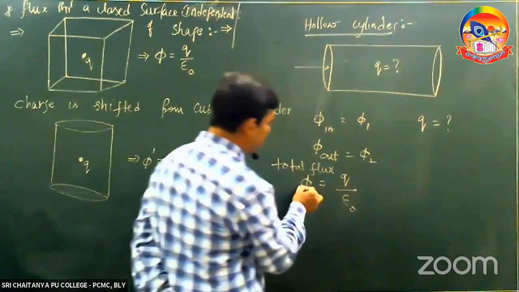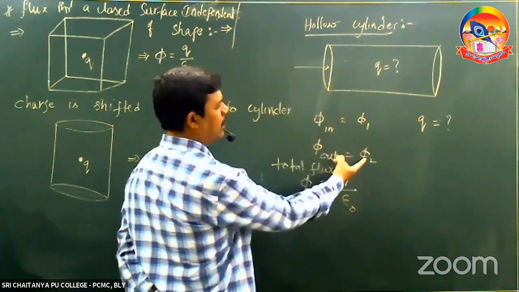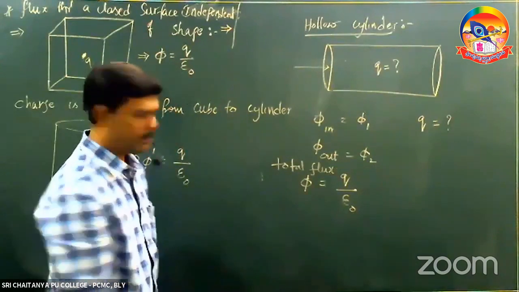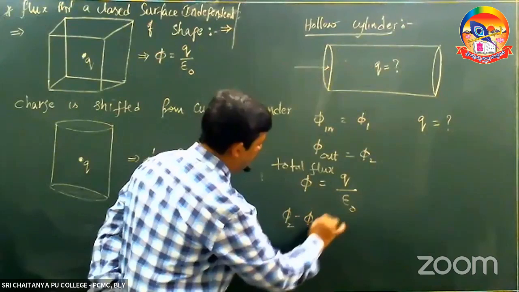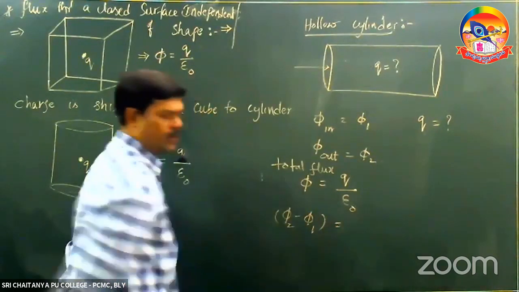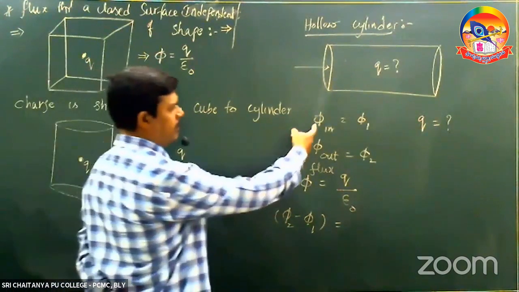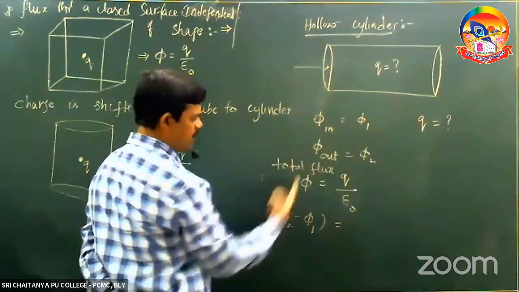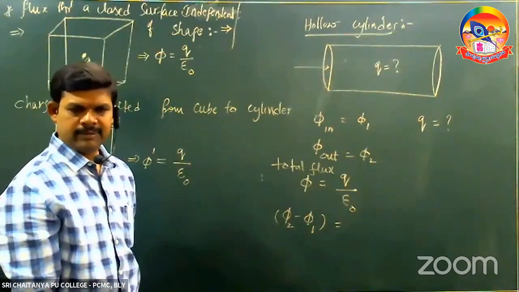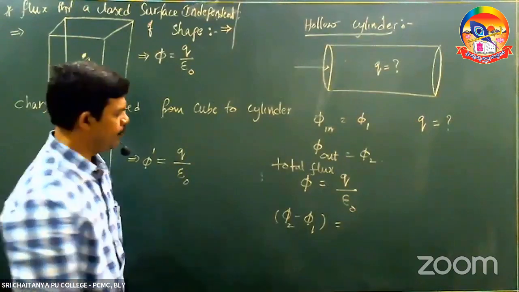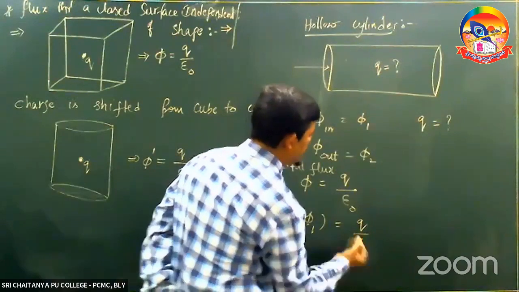See, what is the total flux? Given that inward flux is phi 1, outward flux is phi 2. Total flux phi is phi 2 minus phi 1. Can I write? Because inward flux is negative, outward flux is positive. Net flux is phi 2 minus phi 1. Yes or no? Which is equal to Q by epsilon naught.